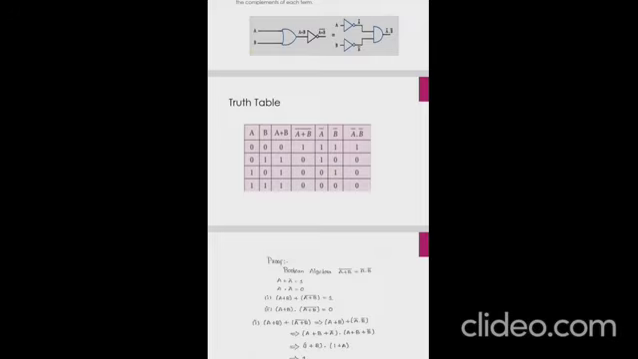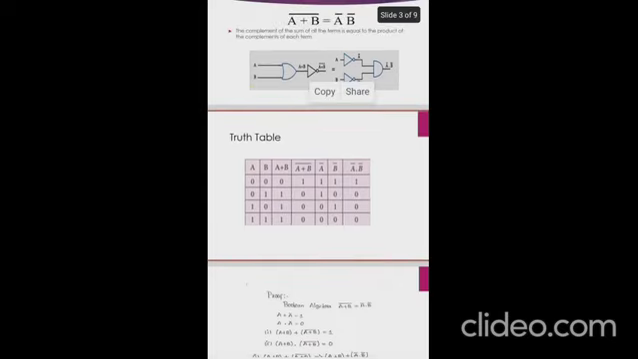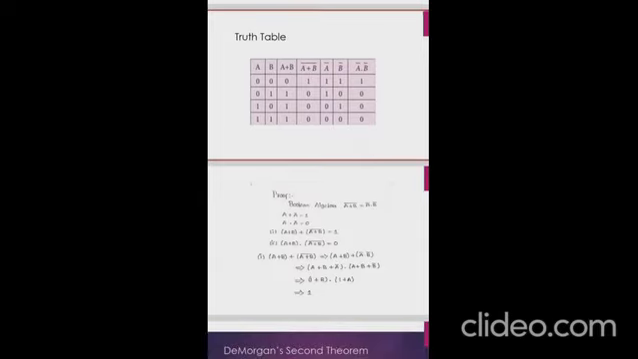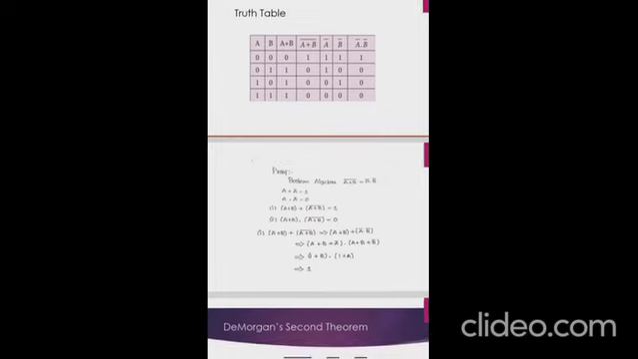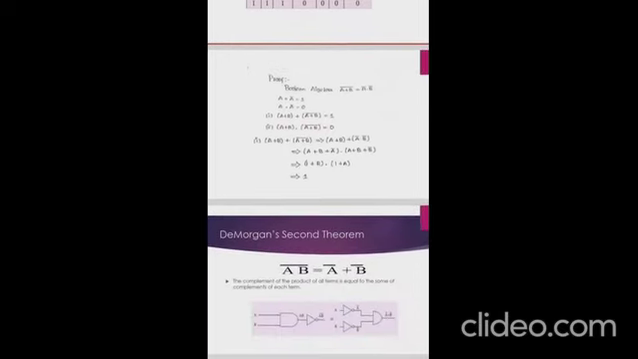So now we compare (A + B) whole bar and A bar dot B bar. The outputs are equal. So hence the theorem is proved by using the truth table. Next we are going to prove De Morgan's first theorem by using Boolean algebra.